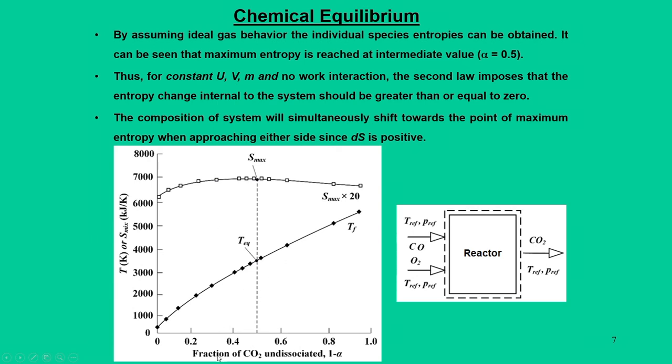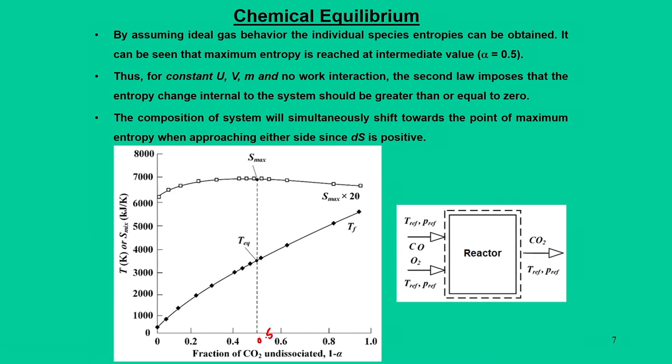First thing, as the reaction proceeds, the entropy of the system gradually increases, and it reaches a maximum point and then it comes back. But we have seen the extreme limits, when alpha is 0 and when alpha is 1, but those are the two extreme conditions. What we have seen is that the equilibrium temperature is reached when the entropy is maximum, because this entropy is maximum at a value of alpha close to 0.5. So, if you drop this vertical, you can find this number to be 0.5.